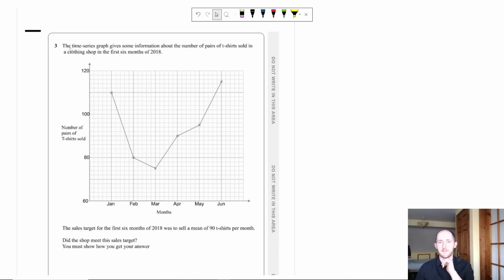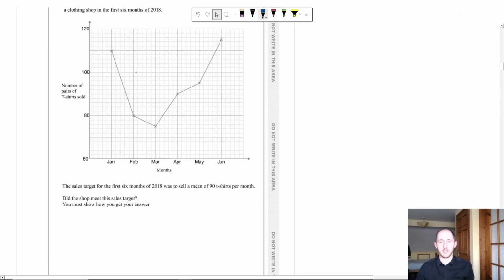For question 3, we have the time series graph that gives information about the number of pairs of t-shirts sold in a clothing shop in the first 6 months of 2018. The sales target for the first 6 months of 2018 was to sell a mean of 90 shirts per month. Did the shop meet the sales target? Show how you get your answer. So all we need to do is work out a mean given this information, and we need to do a mean of these months here. So how do you do the mean?